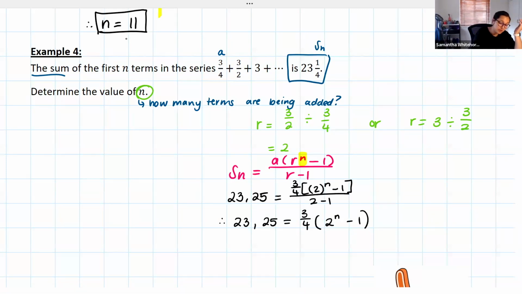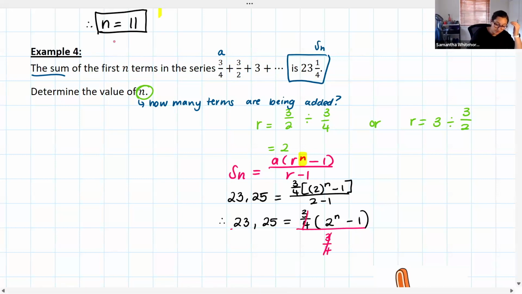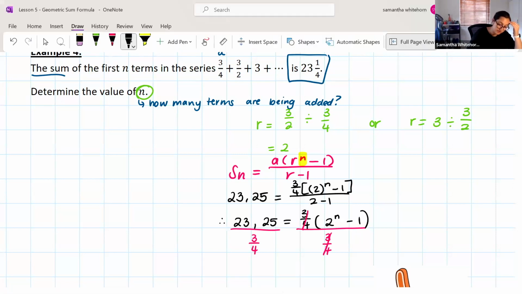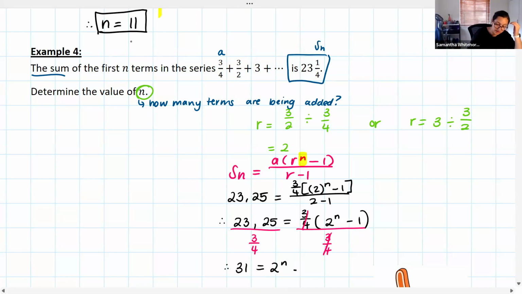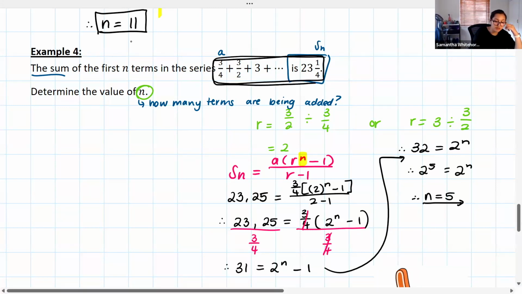And I will sort of do what we were doing earlier. I don't want the fraction there. Let's get rid of the fraction by dividing it away on both sides. And so what we end up with is 31 is equal to 2 to the power n minus 1. Inverse operation says add 1 on both sides. So 32 is equal to 2 to the power n. And we know that 32 can be written as 2 to the power 5 is equal to 2 to the power n. And so n is equal to 5. And so what this means is that there are only 5 terms in the series if the sum is 23.25.